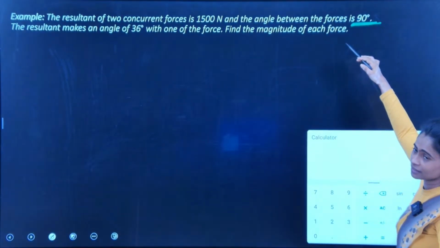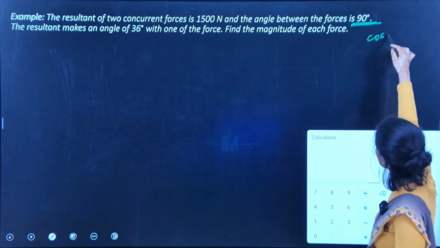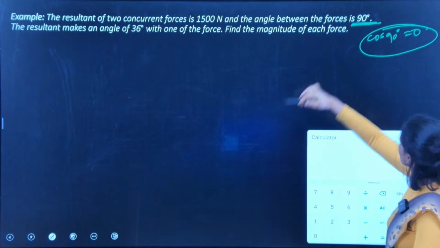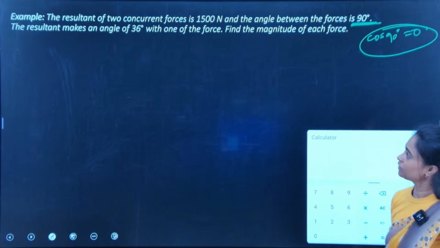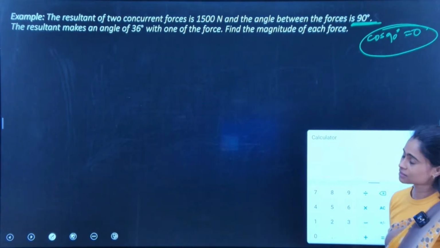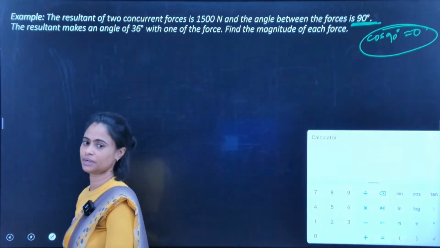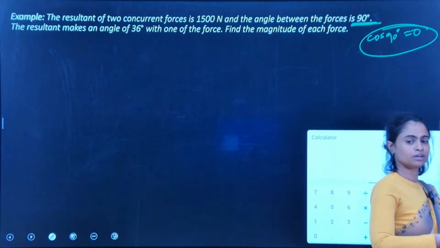If you see 90 degrees, you know that cos 90 degrees is 0. So most of your problem is solved. Plug in the value of 36 degrees in the expression of direction, and you will solve it. I'm sure all of you can do it. So let me leave it to you and let's wind up the class today.